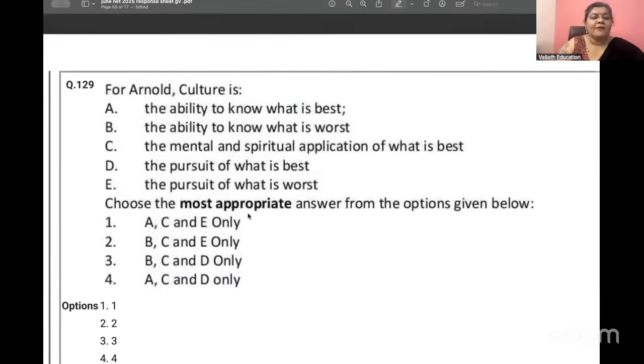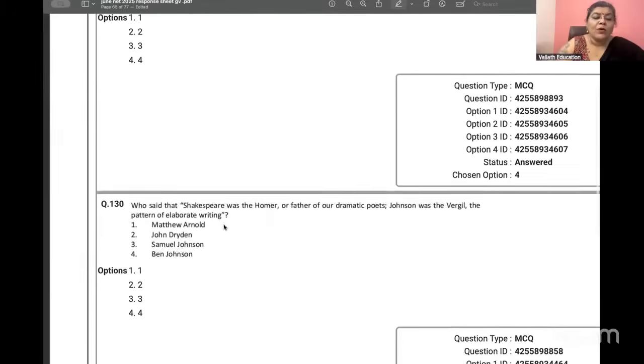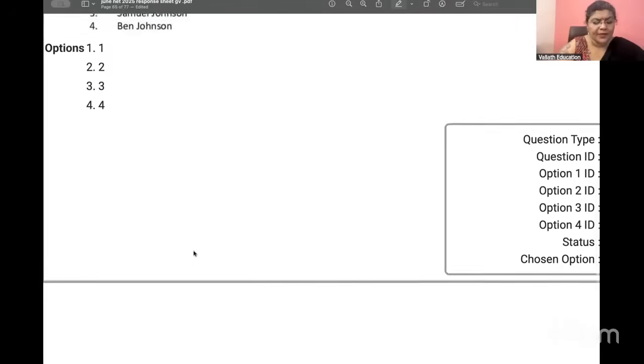Next. For Arnold, culture is... This is a very stupid school level question. Silly question. The ability to know what is best may be. The ability to know what is worst is absolutely wrong. The pursuit of what is worst is absolutely wrong. B and E are absolutely wrong. So ACD. Clear? Now, Shakespeare was the Homer or father of our dramatic works. 1,000 times we have studied this. John Dryden.